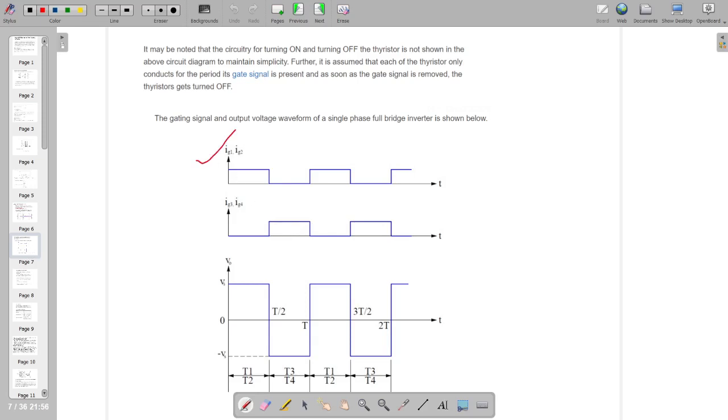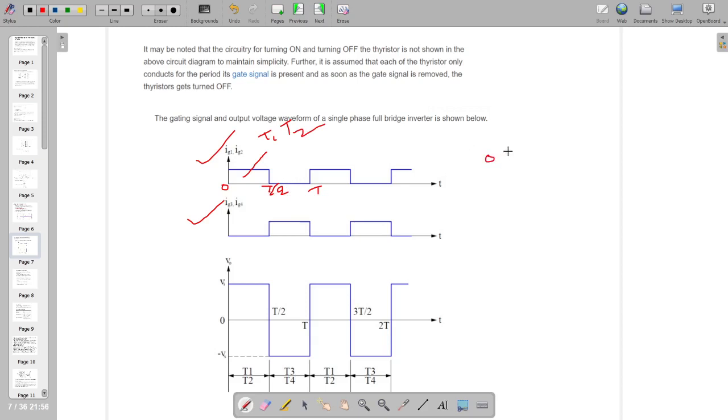So these are the gating signals to turn on the thyristors in different time period cycles. First, 0 to T by 2, and then T by 2 to T. During this period, T1 and T2 are in on condition, and the remaining thyristors and diodes are in off condition.